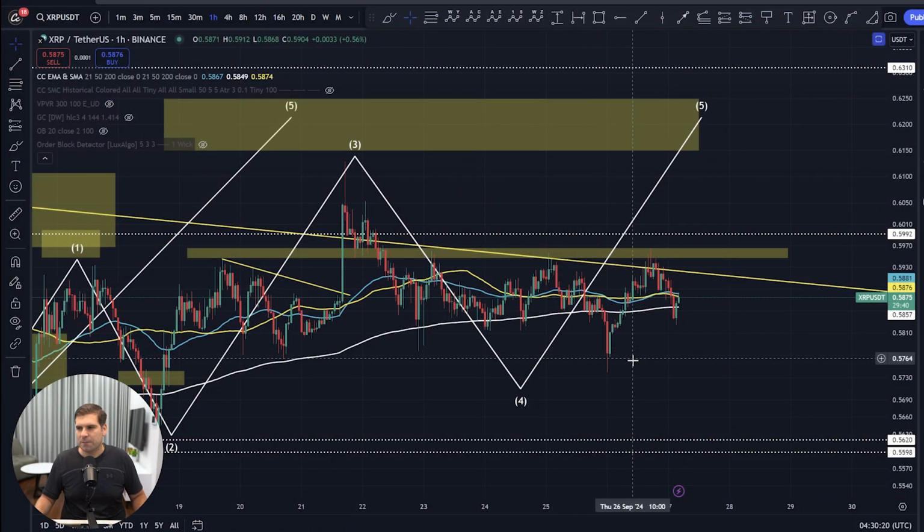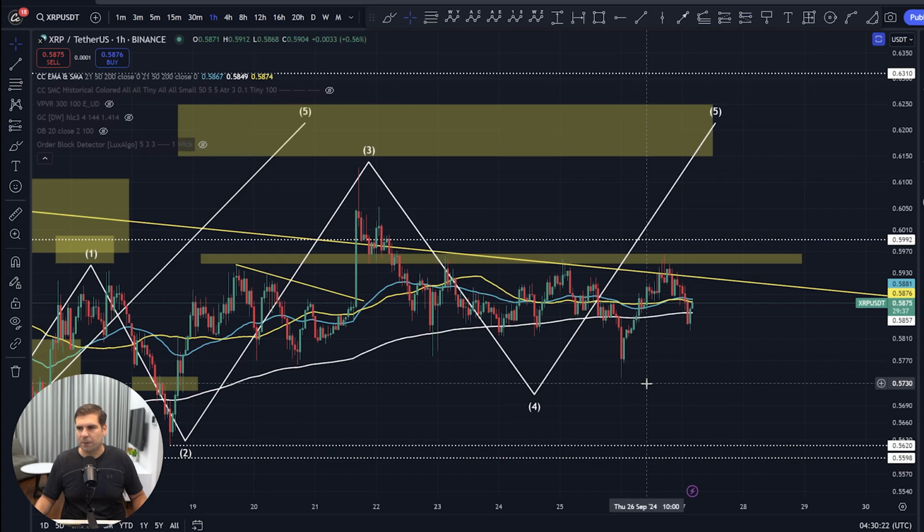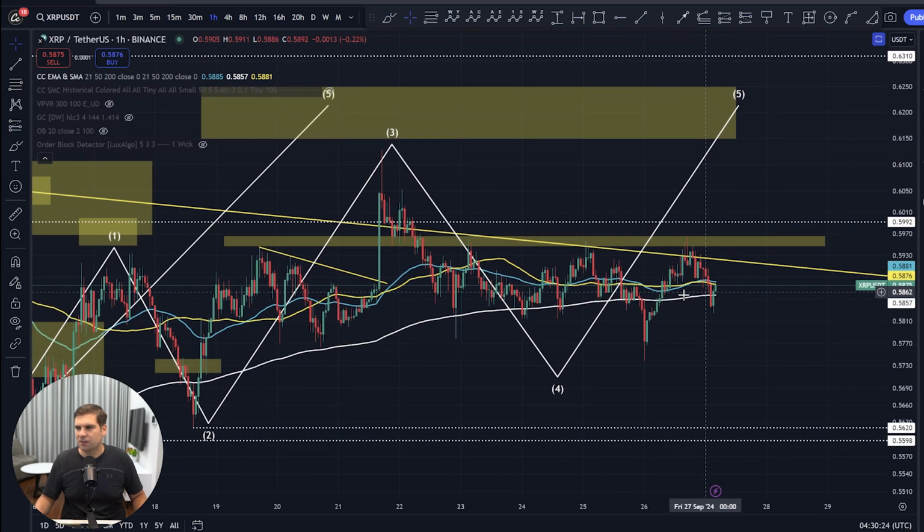So we have XRP paired up with USDT here. We're on the 1 hour Binance chart, and you can see how we've been trying to find good support on that 200 hourly EMA. We also are dancing around the 50 EMA and the 50 SMA here on the 1 hour time frame, whilst also simultaneously finding these upper areas of resistance.